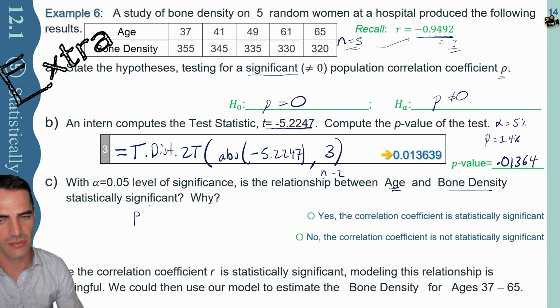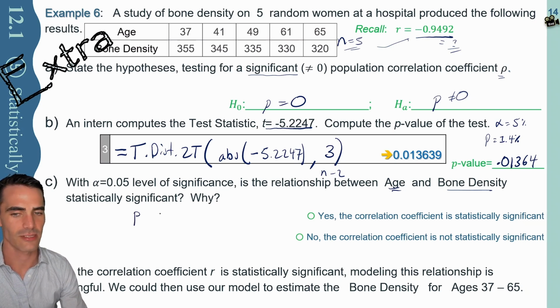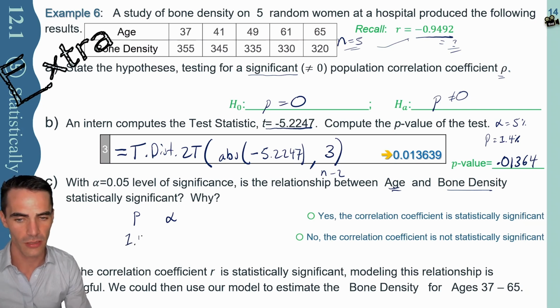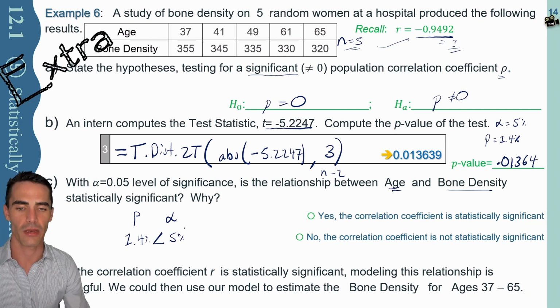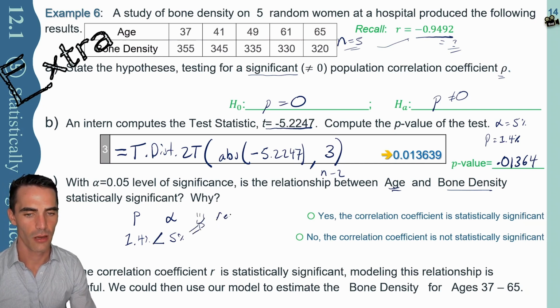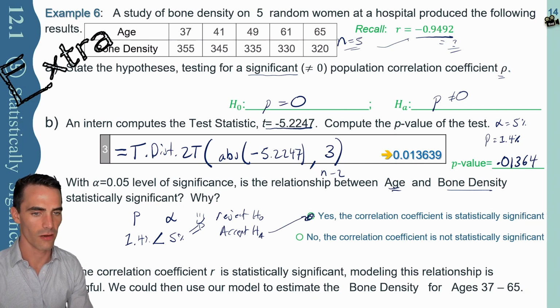Whenever we're talking about these alphas and comparing some kind of statistical significance, we always compare p and alpha. In this case, p was 1.4%, alpha is 5%. If you're getting excited, that's certainly the right way to be. This is less than, meaning yes, I can reject the null hypothesis and I can accept my claim. Yes, these things are significantly related. We're not just talking anecdotal.